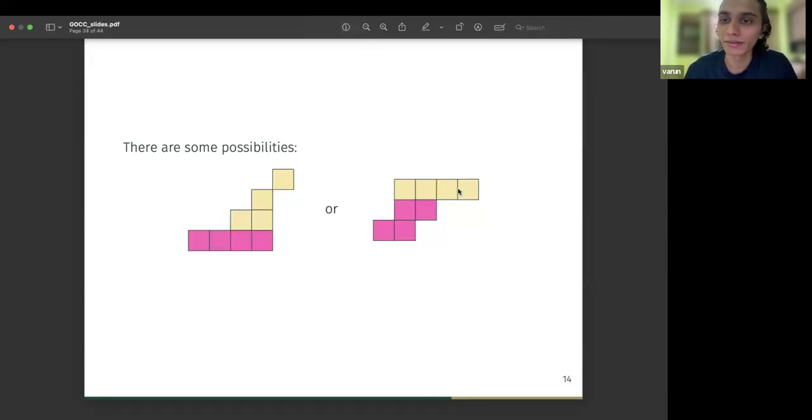On the other hand, the other possibility is this, where the first four cells form a rim hook. The later four cells also form a rim hook, but together they don't form a rim hook. And when that happens, we can do a local move. So what we can do is we can change this into this. And something like this is always possible.